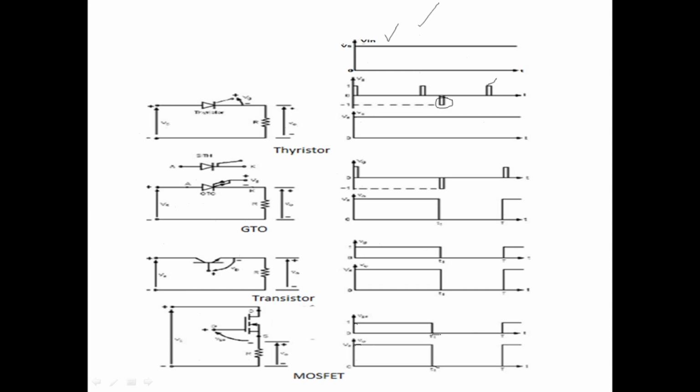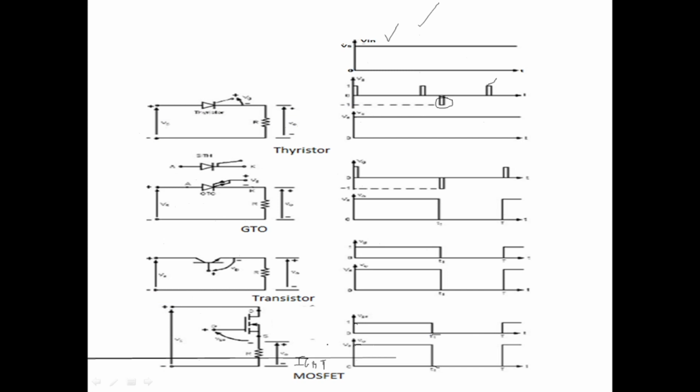There is another power electronics switch. I have not shown it here, but you can consider it as the IGBT. The IGBT is also one important power electronic switch. It was invented by a person named Baliga, an Indian scientist, an Indian-based scientist. When he was at General Electric, he invented the IGBT.